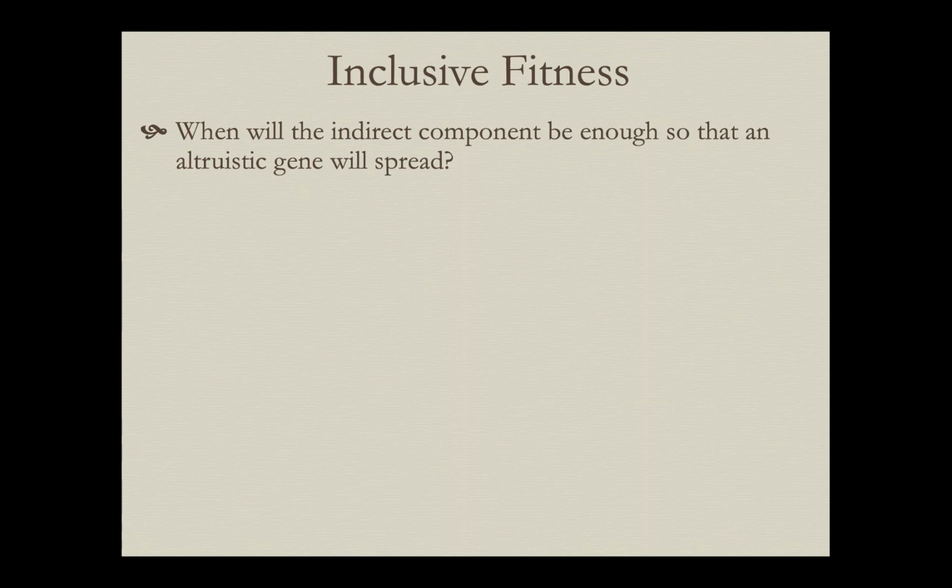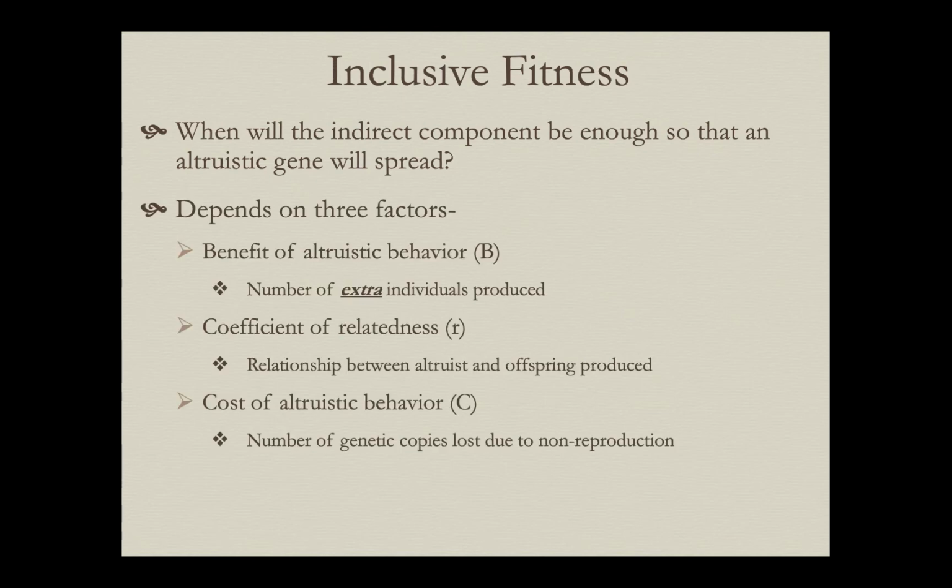So in most cases, we do think about the best way of achieving your evolutionary goal is through direct fitness. But when might the indirect component of fitness be enough that the altruistic tendencies, those behaviors, will exist in a population and those genes will spread? Well, here's a formula called Hamilton's rule, and it's a relatively simple formula that explains the circumstances in which altruistic genes would spread. The first thing we have to look at is what is the potential benefit for this altruistic behavior? And that will be represented by B.